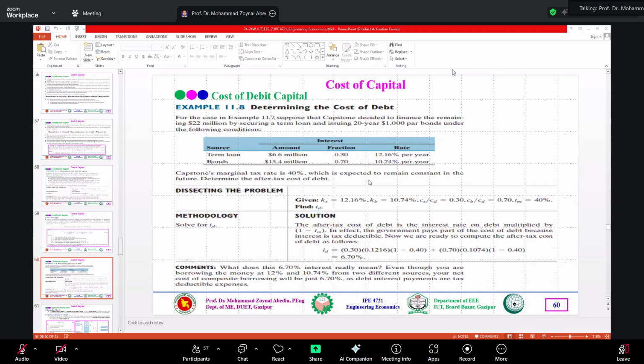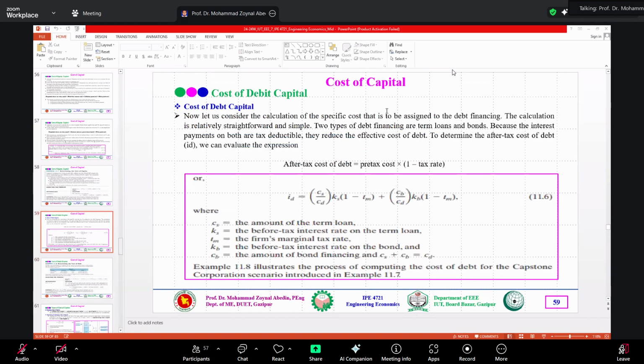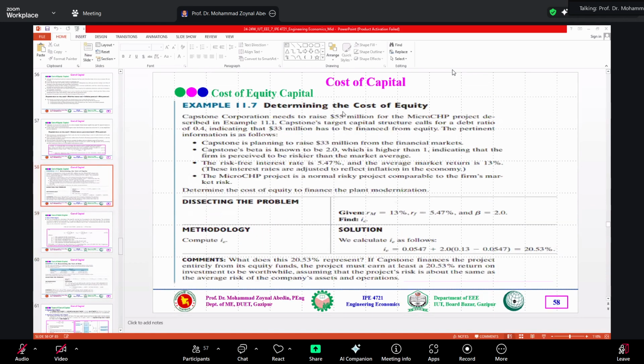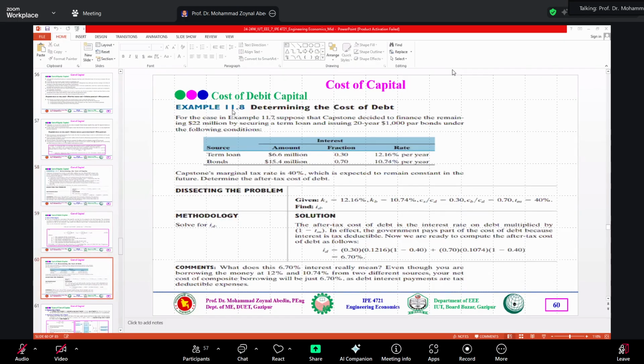Now, another problem that we can see is determining the cost of debt. Previously, it was the cost of equity. Determining the cost of equity, the example is 11.7. Now the example is 11.8, determining the cost of debt. So for the case in example 11.7, suppose that Capstone decided to finance the remaining 22 million.